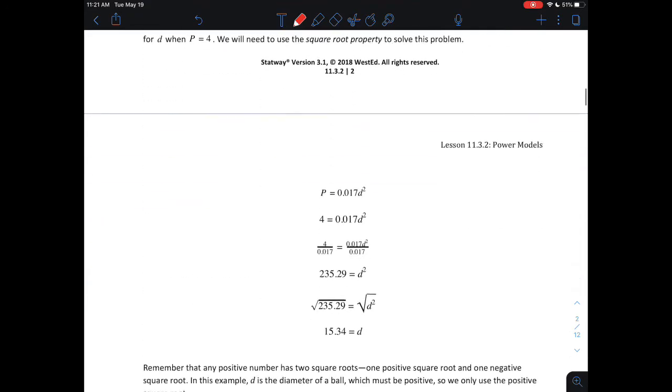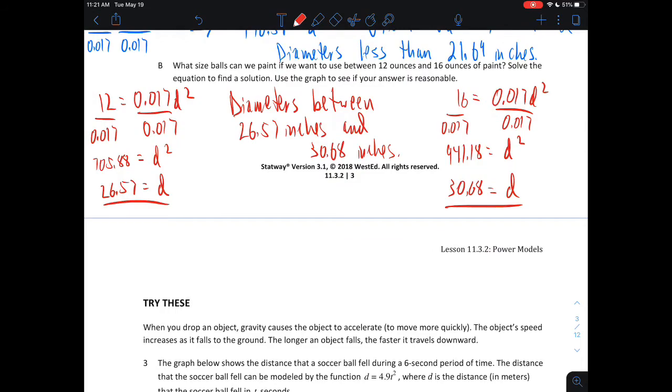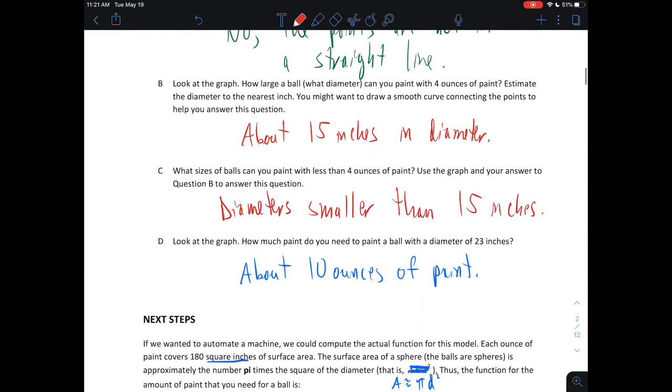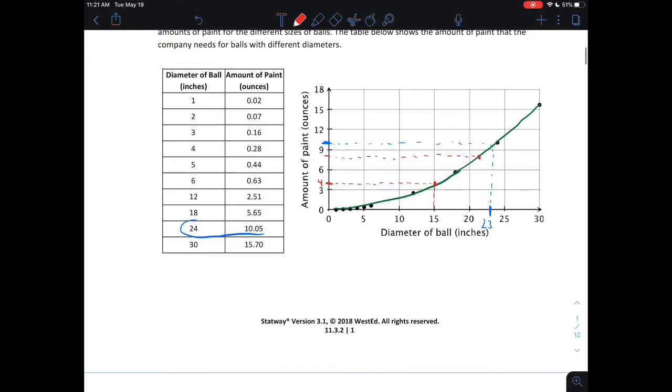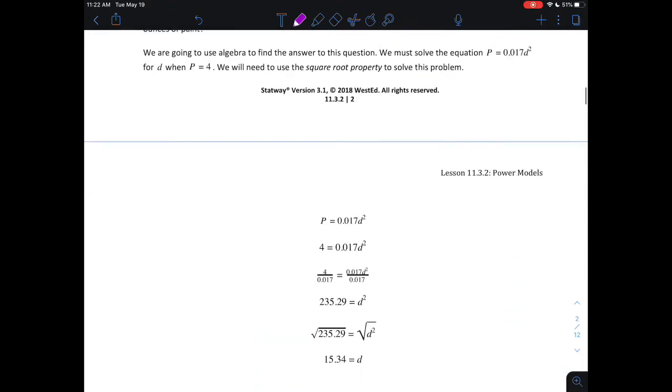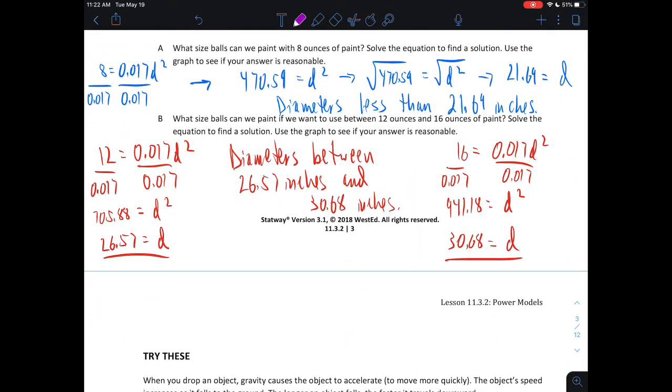And then for part B, we said we would like to use between 12 and 16 ounces of paint. So where 12 ounces is, up to 16 ounces. That should give us something somewhere between 25 and 30. And if we look at our answer, we said 26.57 and 30.68. That's approximately close to somewhere between 25 and 30. So again, this is a reasonable answer because it looks pretty similar to what we see in the graph.